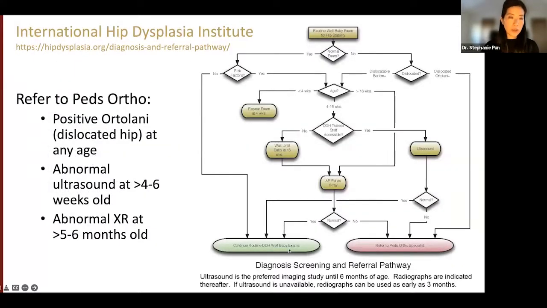When to refer to peds ortho: if you find a dislocated hip, so a positive Ortolani on exam at any age, you should immediately refer. If you find an abnormal ultrasound for an infant who is at least 4 to 6 weeks old, or an abnormal x-ray for an infant who is 5 to 6 months old or older.